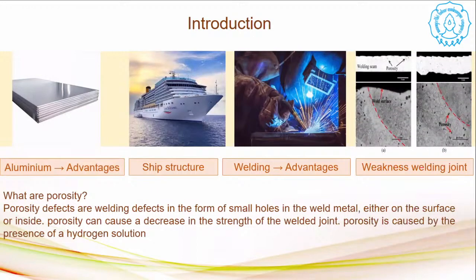However, aluminum also has a disadvantage, namely the emergence of porosity in the area of the weld joint. Porosity is caused by the presence of hydrogen. What is porosity? Porosity defects are welding defects in the form of small holes in the welded part, either on the surface or inside. Porosity can cause a decrease in the strength of the welded joint. Porosity is caused by the presence of hydrogen solution.